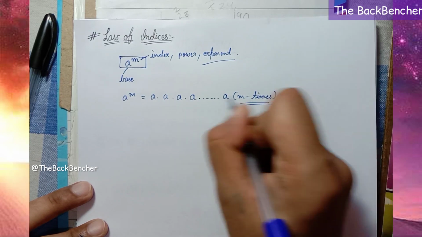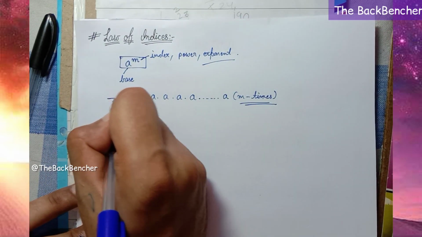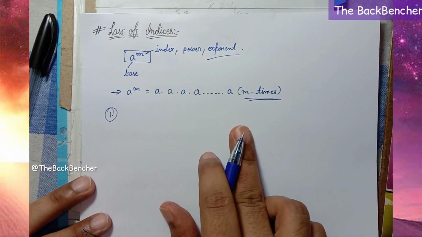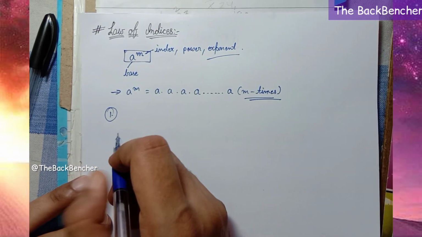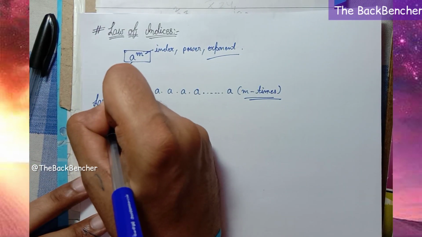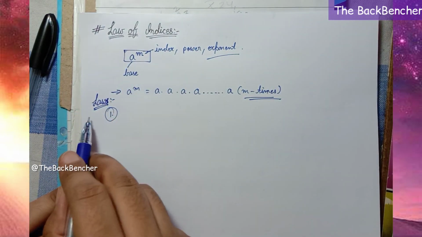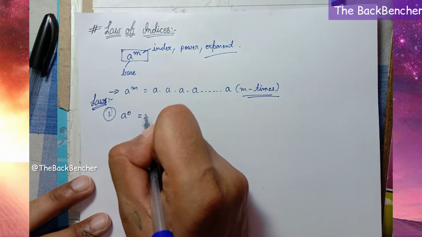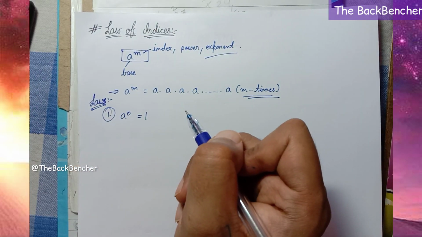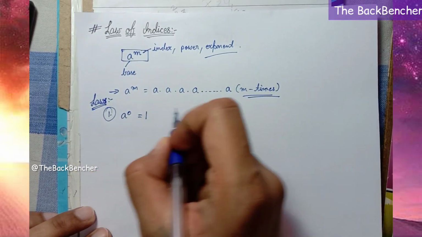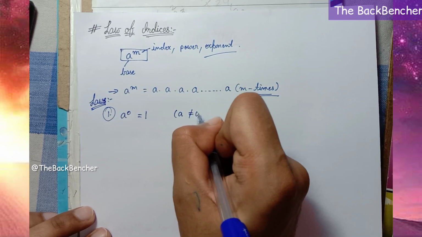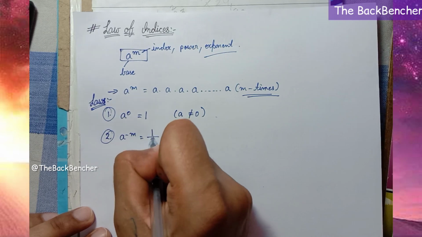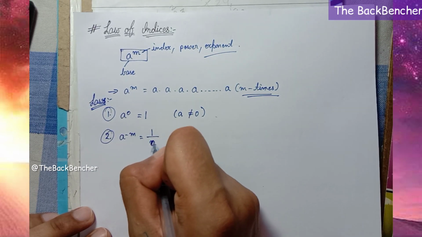Now we will go through some rules of indices. This topic is also very important in various examinations, because there are many quant based questions on indices. So now we'll start the laws. First law is a to the power 0. Many of you already know a to the power 0 is equal to 1. Here a is any number from minus infinity to plus infinity, with the condition a not equal to 0.